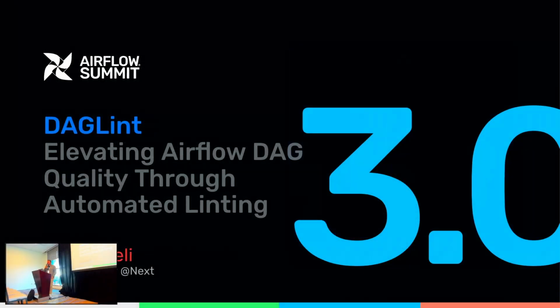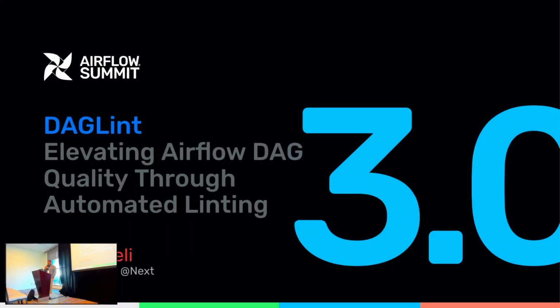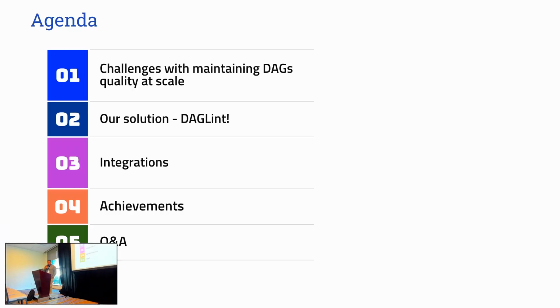My name is Snir. I work at Next Insurance as a data engineer, and I'm going to talk to you today about a project we call DAGLint, which is basically using automated linting to achieve Airflow DAG quality and standardization across our instance.